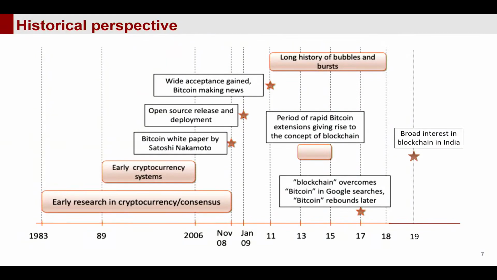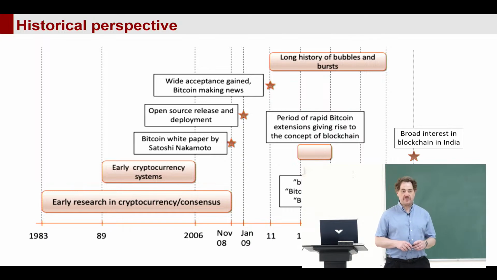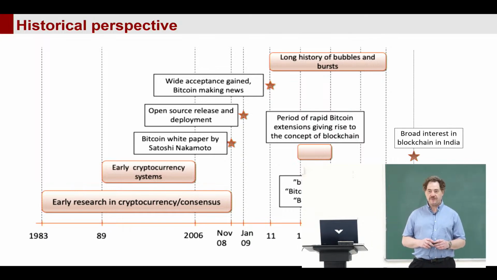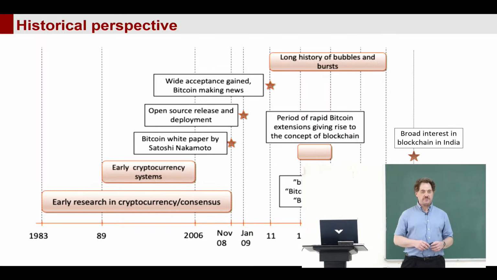So in 2008, we had a Bitcoin white paper by Satoshi Nakamoto, whoever he is. And in January next year, there was an open source release and deployment. So do you think it was a popular system at first? Someone can tell me what was the cost of one Bitcoin at that time?